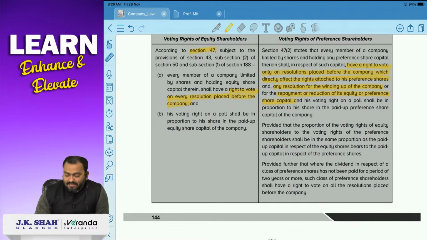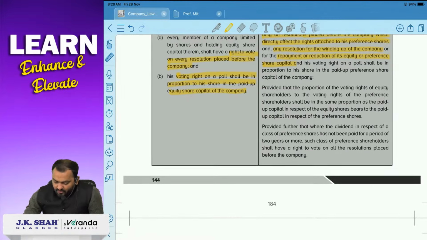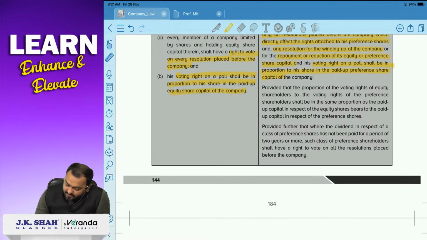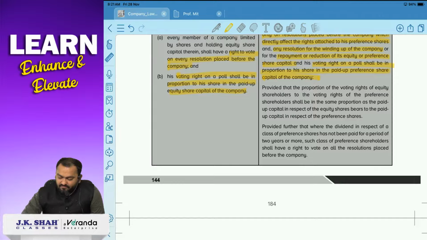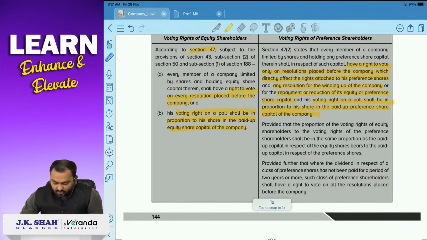Now when we talk about voting rights by poll. So what will be the voting rights by poll for equity shareholders and for preference shareholders? Now we know voting by poll means what? One share, one vote. So how much voting rights they will get? Can I say that depends on their proportion of shareholding? Yes. So here you can see voting rights on poll shall be in proportion to his shares, that is paid up equity share capital of the company. Same goes here also. Voting right by poll shall be in proportion to the shares in the paid up preference share capital of the company. Right? Very simple. So that depends on their shareholding.